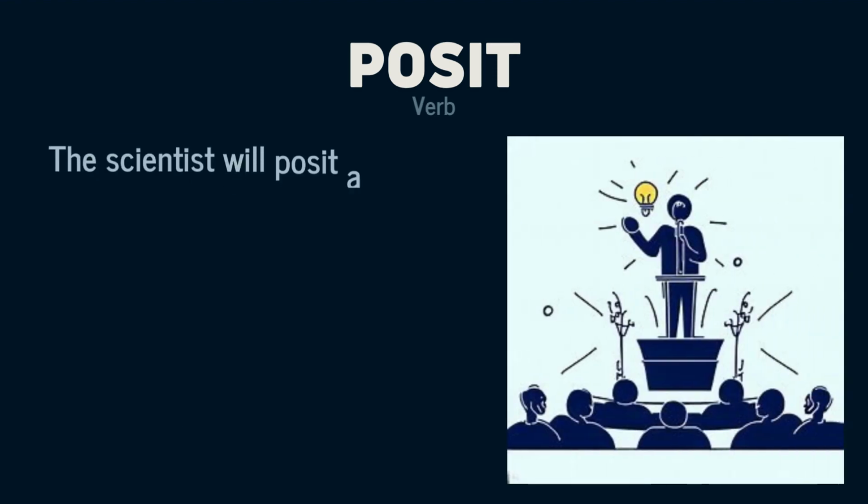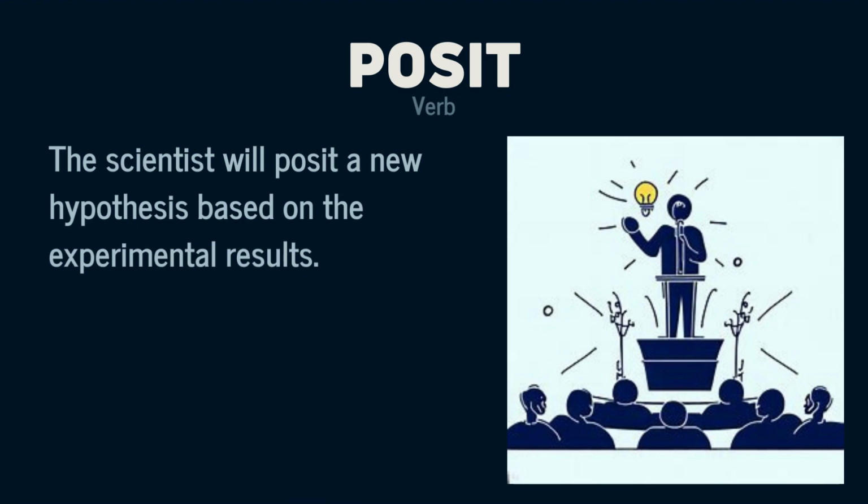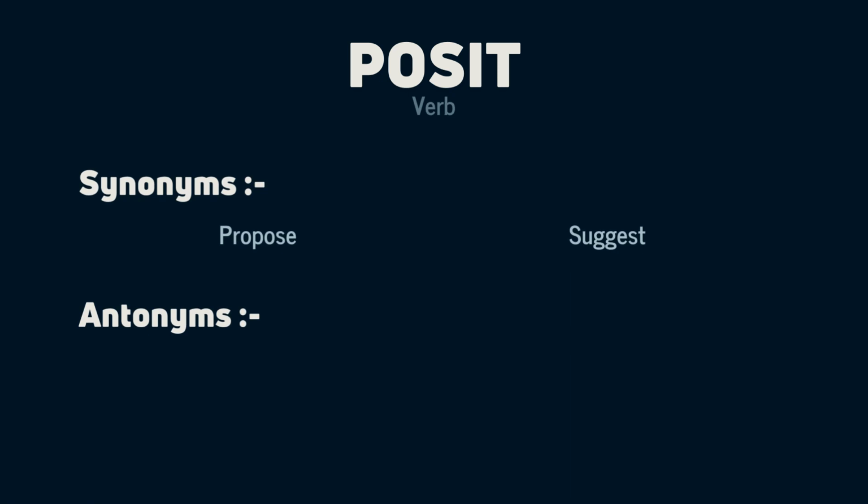For example, the scientist will posit a new hypothesis based on the experimental results. Means अपने प्रयोगों के परिणामों के आधार पर. वैज्ञानिक एक नए विचार का सुझाव देगा. Think of posit as विचार करने के लिए, एक विचार को आगे रखना.